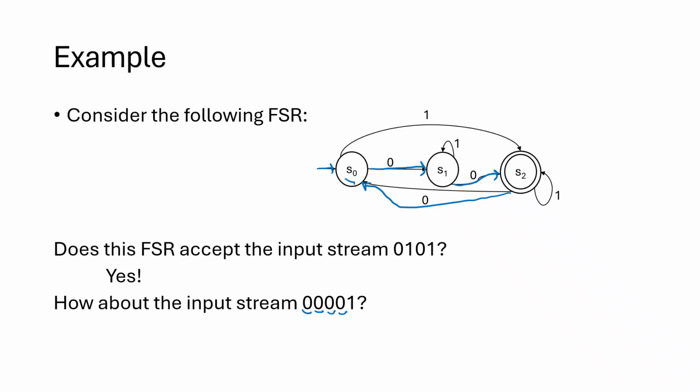And then we read another 0. We use this edge over here to go to S1. And then while we are at S1, we read the last symbol, which is a 1. And this edge tells us that we need to stay at S1. So we finished reading the entire input stream and we ended up at S1. And we know that S1 is not an accepting state, which means that the machine rejects the input 0, 0, 0, 0, 1.